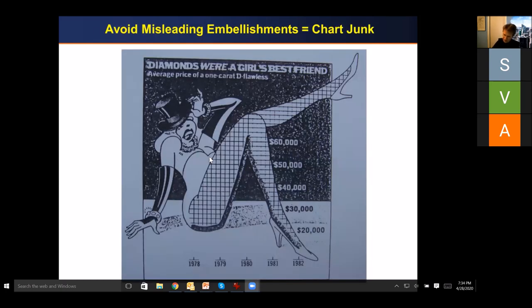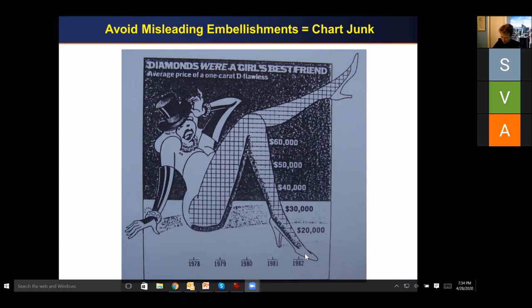So first, this is by Tufte. This is a prime example of what he calls chartjunk. It's Diamonds Are a Girl's Best Friend. Basically, it's the diamond price over time, which is really supposed to go down.